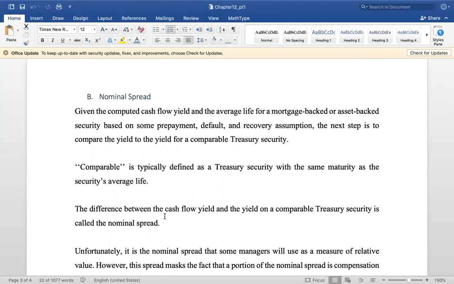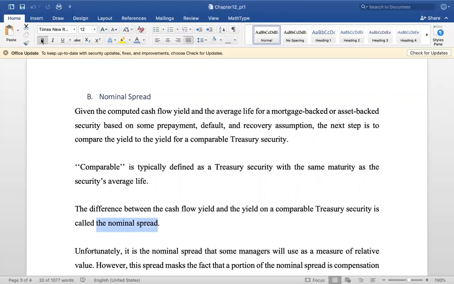The nominal spread: given the computed cash flow and the average life of a mortgage and asset-backed security based on some prepayment, default and recovery assumptions, we can then compare the yield to the yield of a comparable treasury security. The comparable treasury security is of the same maturity as the security's life, and the difference between the cash flow yield and the yield on that comparable security is called the nominal spread.